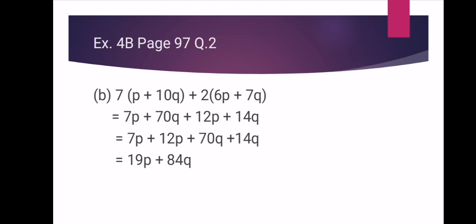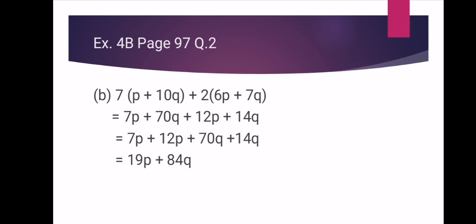Now in this part B, we have to simplify this expression. We first of all have to expand this expression, and then we are going to simplify it by rearranging like terms. So the expression is 7 times p plus 10q plus 2 times 6p plus 7q. Once again we have applied the distributive property on both the expressions. So 7 times p is 7p, and 7 times 10q is going to be 70q. And then 2 is to be multiplied by both the terms inside the bracket. So 2 multiplied by 6p will give me 12p, and 2 multiplied by the second term 7q is going to give me 14q.